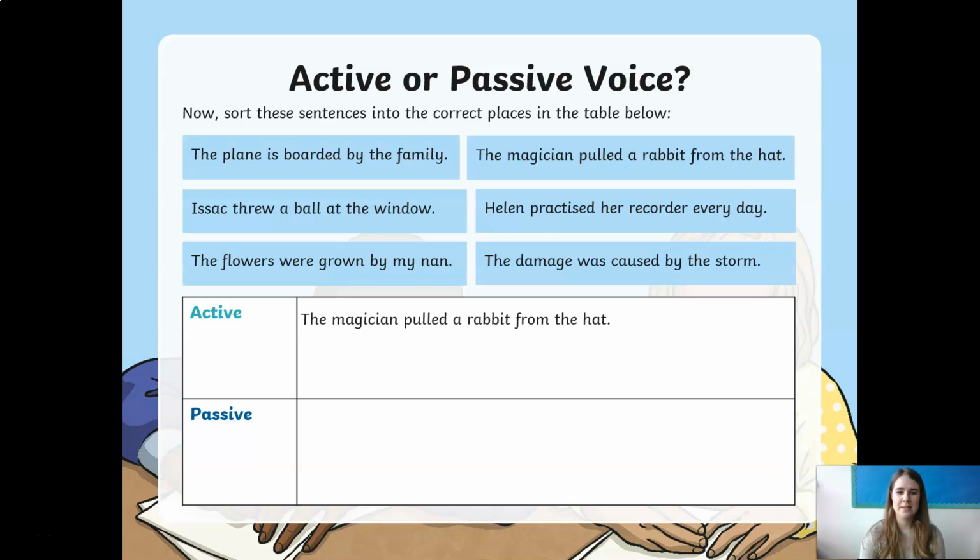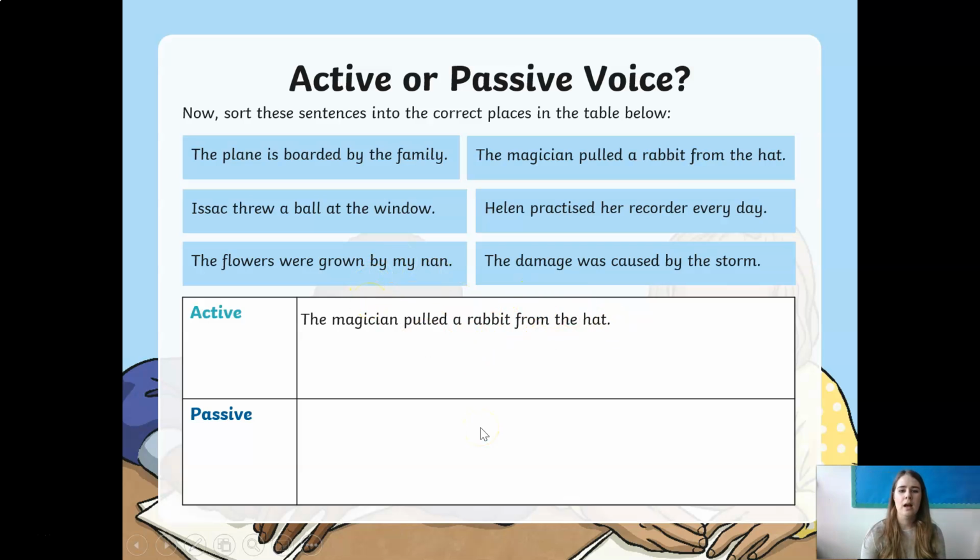So let's sort some of these sentences into the correct place. So the plane is boarded by the family, okay? Is that going to be active or passive? Good, oh, we started over there, beg your pardon. The magician pulled a rabbit from the hat, okay? That is an active sentence. Had it been passive, it would be the rabbit was pulled from the hat by the magician.